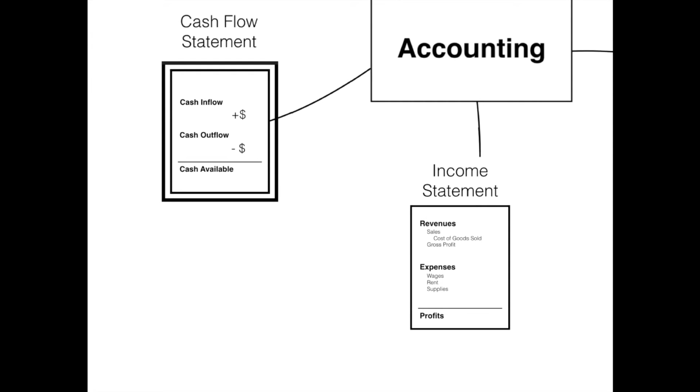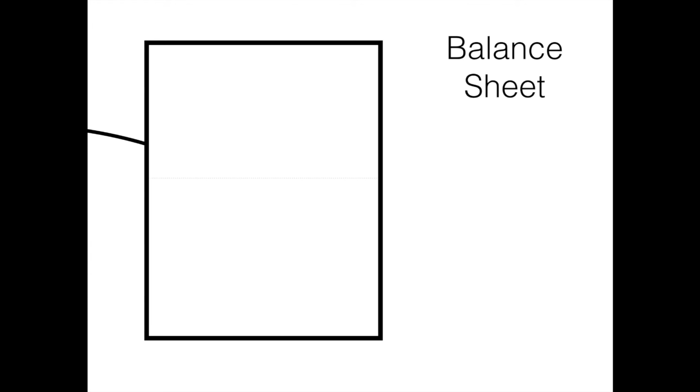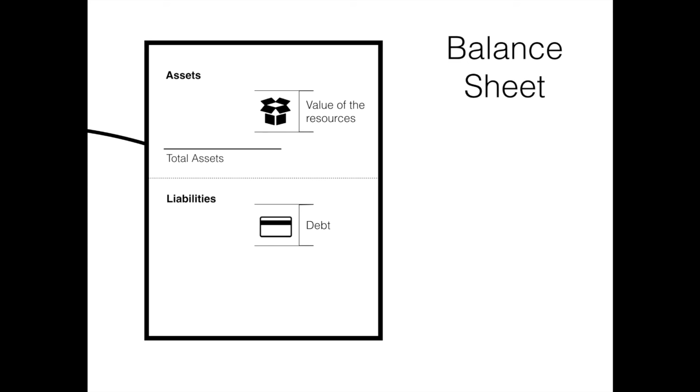Moving on now to the balance sheet. The balance sheet is a snapshot of the business's financial position at a specific point in time. It shows business owners the worth of the resources that they own, known as assets. It also shows the amount of debt they owe, which are known as liabilities. Lastly, it shows the owner's net worth and the value of their investments in the company, known as equity.